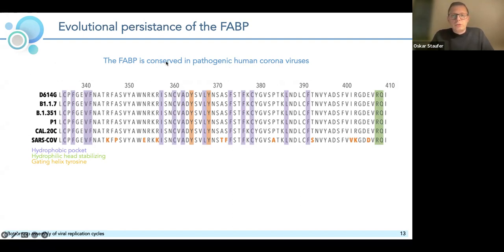You can see some of the crucial residues highlighted. And you might appreciate that none of them actually changed in the variants of concern that had emerged until then so far. So this kind of evolutionary persistence and the conservation of the fatty acid binding pocket across different pathogenic strains of the coronavirus pointed us in a direction to say, this is an important structure. The virus seems to have, let's say, an interest in keeping this structure, and there seems to be an evolutionary advantage associated to that structure, but we don't know really why.